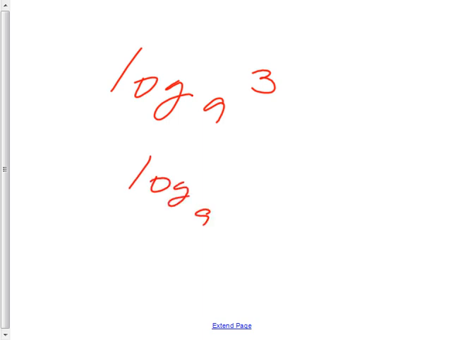Okay, how about this one? Log base 9 of 3. What if I could write that 3 as a 9 to the something? 9 to the 1/2, that's right. This would be the exact same thing. And why is it better? Because now I know the answer. What's the answer? 1/2. Okay. If you can make these guys the same, then you can find the answer super easy.